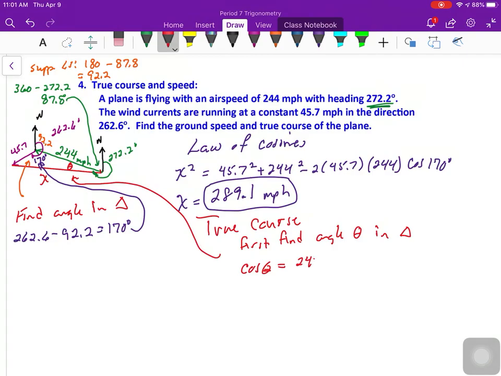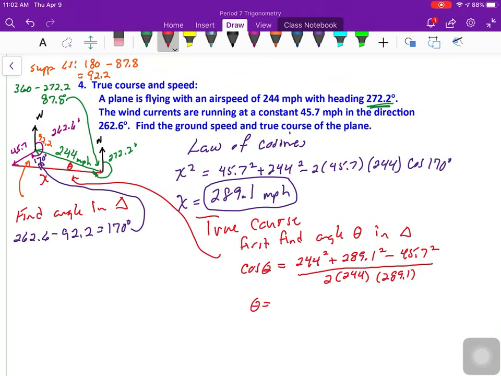We're going to find it using the law of cosines. So the cosine of theta is going to be equal to, now the 45.7 is across from it, so that means I'm going to have the 244 squared plus the 289.1 squared minus the 45.7 squared, divided by 2 times 244 times 289.1.